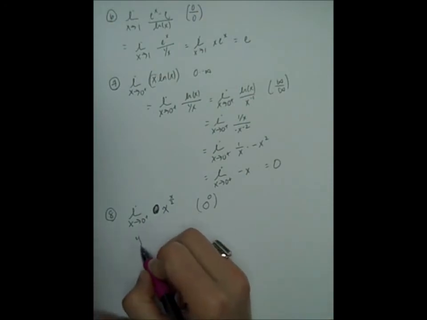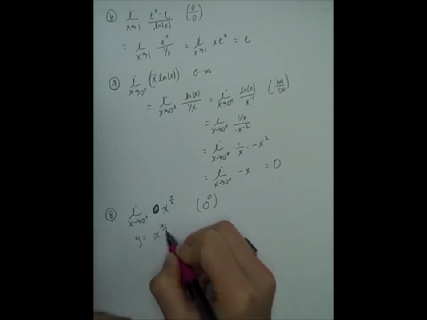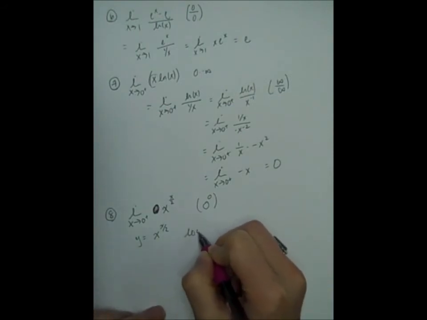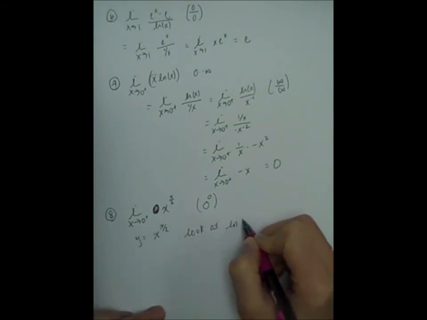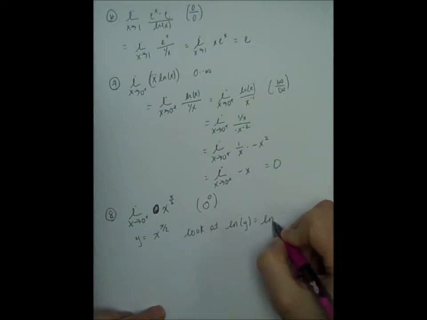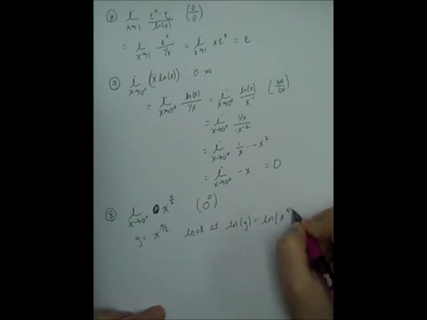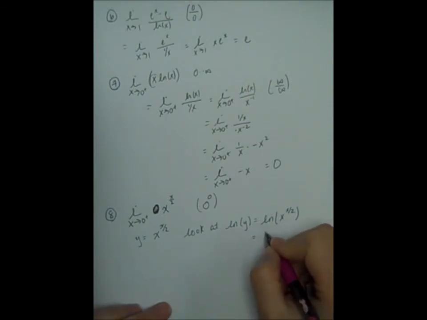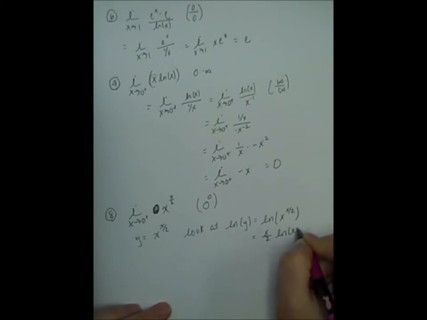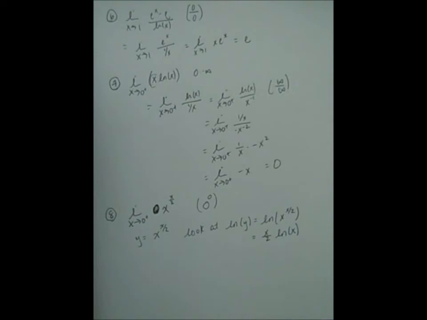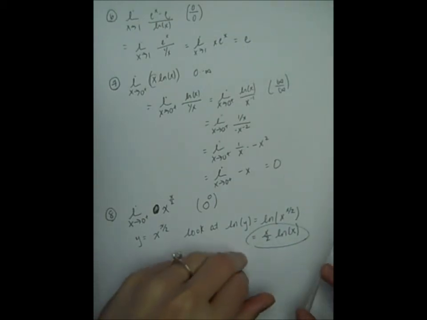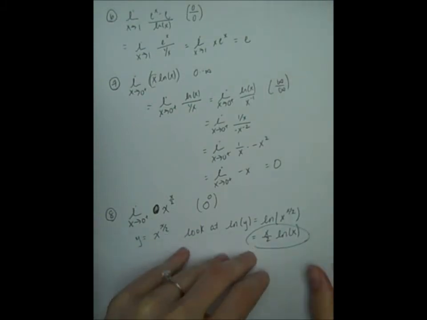So what I'm going to do is let y be my function. Then I'm going to look at the natural log of y. So that'll be the natural log of x to the x over 2. Now apply your properties of natural logs. I can bring this x over 2 out. So that's the limit I'm going to look at. So instead of looking at my original limit, I'm going to look at this limit as x approaches 0 from the right. So let's go to the next page.